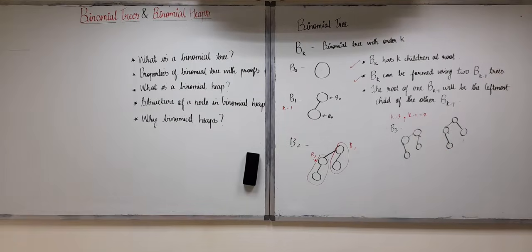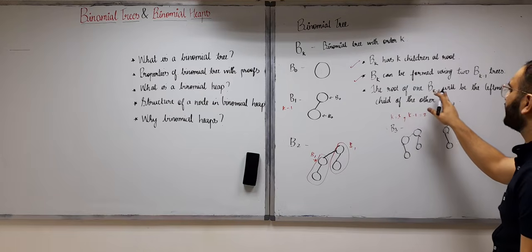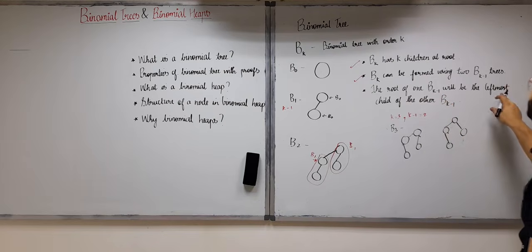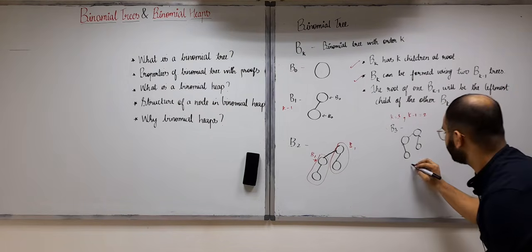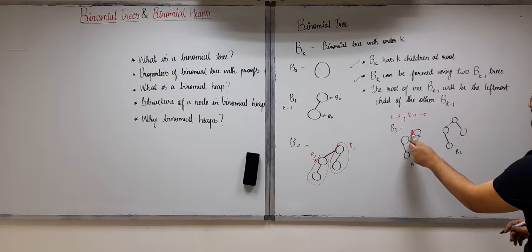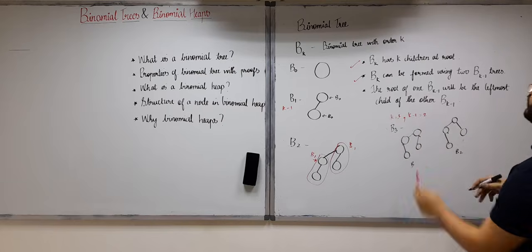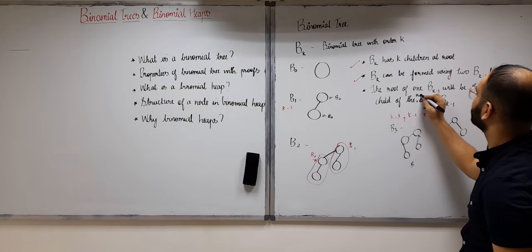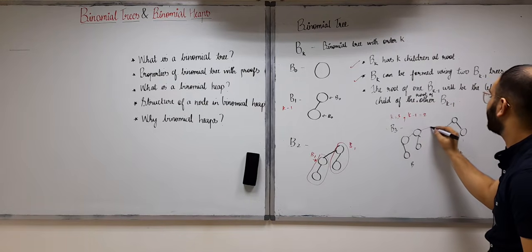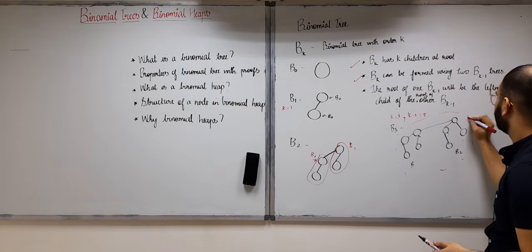So now we were looking at B3, correct? In the case of B3, it is saying that the root of one B2, because here K minus 1 is 2, will be the leftmost child of the other B2. So this is one B2 and this is another B2. Let us consider the root of this B2, it will be the leftmost child of the root of the other B2. So this root is the leftmost child of this root. So this actually is my complete B3.